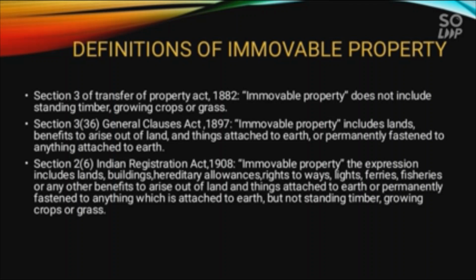According to Section 2 Clause 6 of the Registration Act, the expression includes land, buildings, hereditary allowances, rights of way, lights, ferries, fisheries or any other benefits to arise out of land, and things attached to the earth or permanently fastened to anything which is attached to the earth, but not standing timber, growing crops or grass.